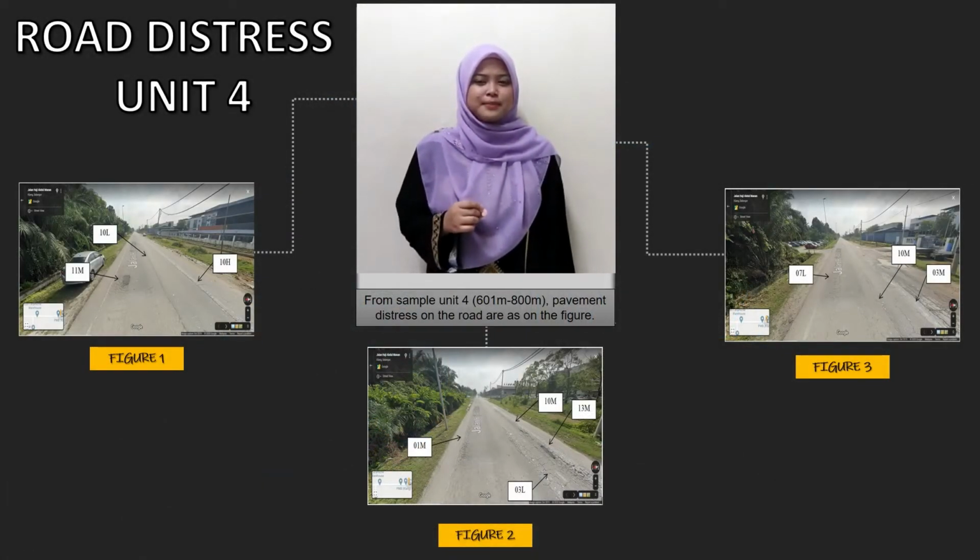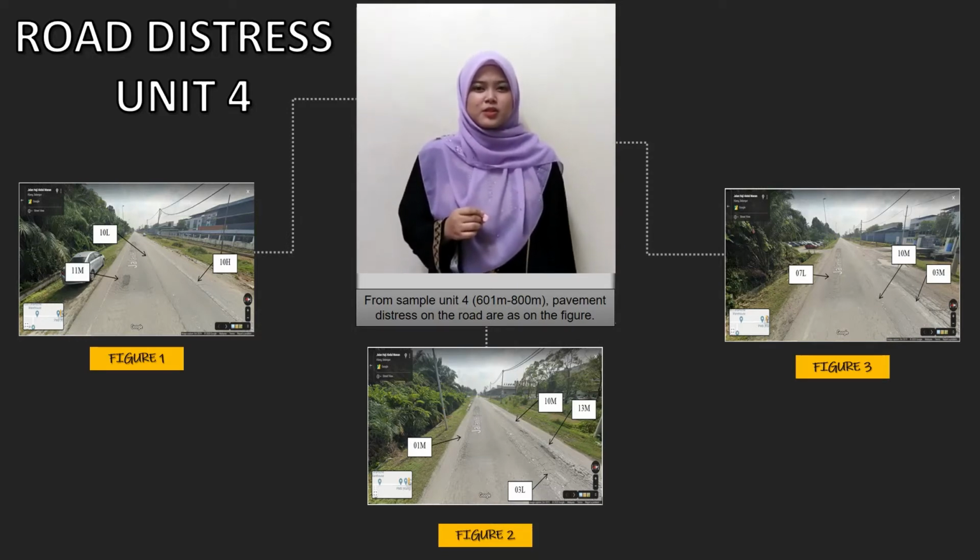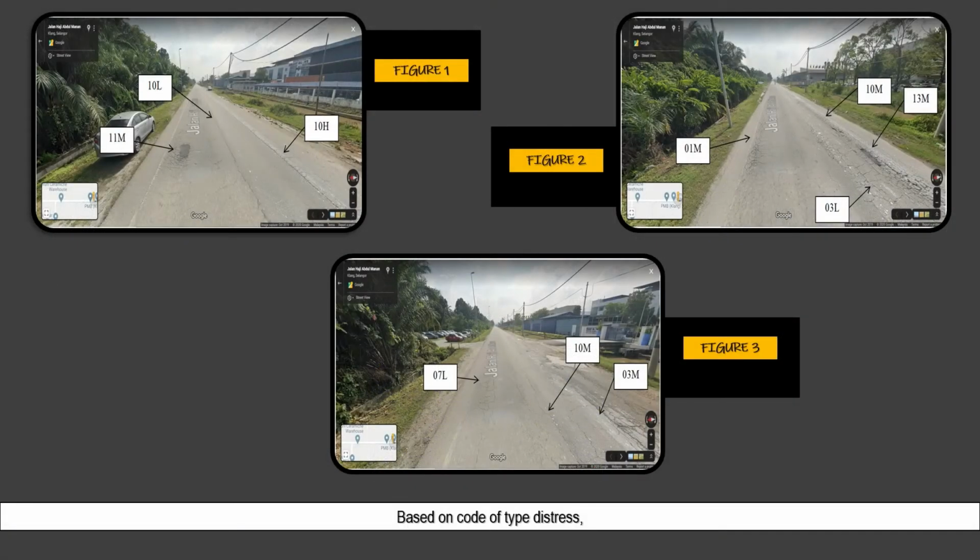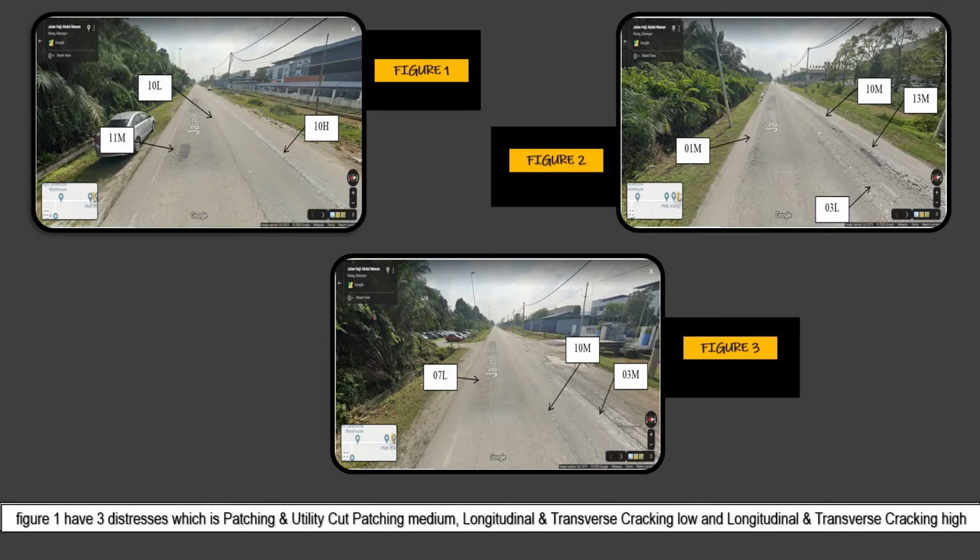For sample unit 4, 601 meter to 800 meter, the pavement distresses on the road are as shown in the figure. Based on the code of type of distress, Figure 1 has 3 distresses, which are medium level of patching and utility cut patching, low level of longitudinal and transverse cracking, and high level of longitudinal and transverse cracking.